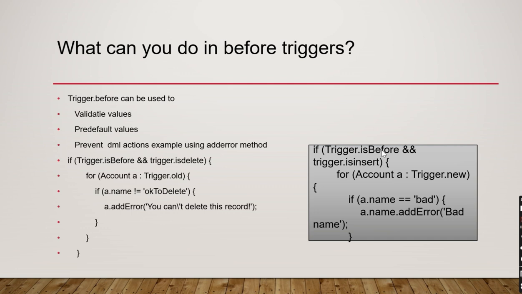Similarly, in before insert, you have to loop through trigger.new, and if a particular name is there, you can also stop that insert from happening by calling addError. Now here, in addition to the Account object, I am also giving a field. So this error will come on the field. It will show near the field.